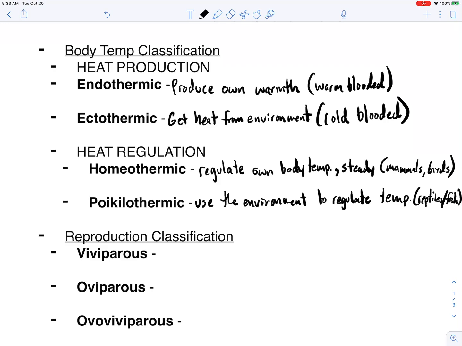So we've got endo and ectothermy. That's all about, do you produce your own body warmth? And then homeo and poikilothermy are all about, how do you regulate your warmth? Are you able to do that on your own and maintain a nice steady temperature? Or does your temperature fluctuate wildly? And do you have to use the environment to do that? So we could get real fancy here and we could say that mammals are endothermic homeotherms. They produce their own body warmth and they are able to regulate it on their own.